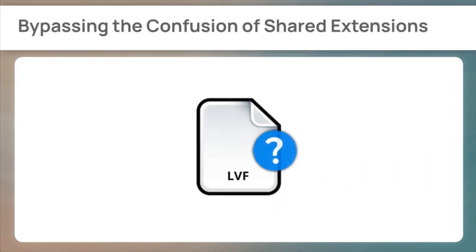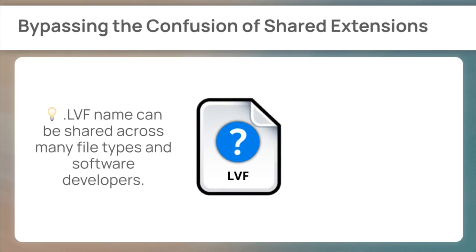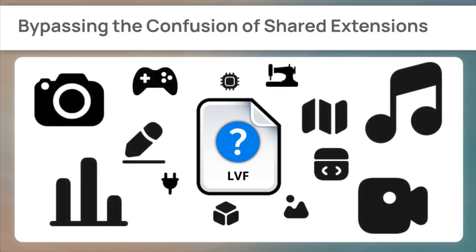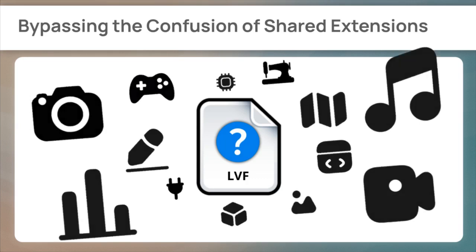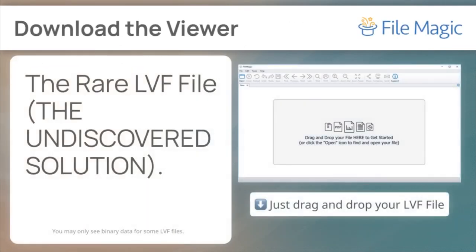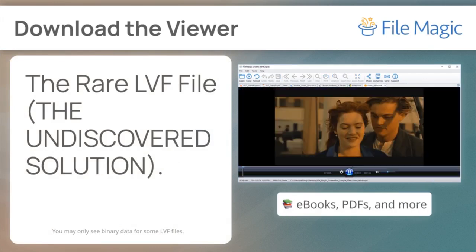Failures with installed programs usually stem from LVF being a duplicate extension used by various unrelated software creators. Using raw-level data inspection is a recommended method to try and uncover a file's true requirements when the LVF label is unclear or shared. At this stage, your most reliable recourse is a comprehensive solution like FileMagick.